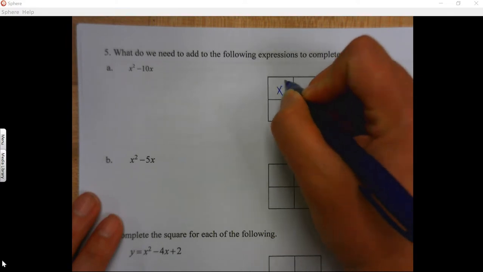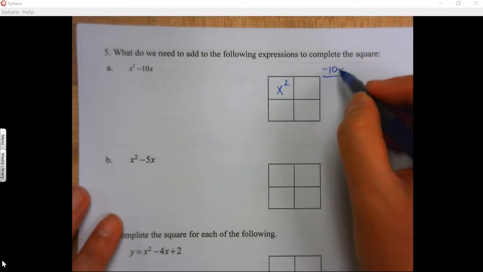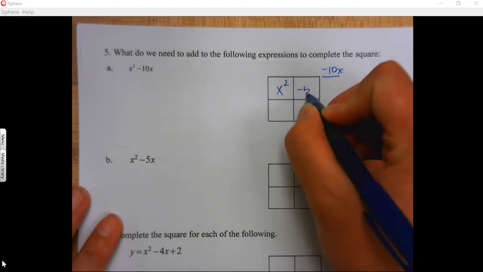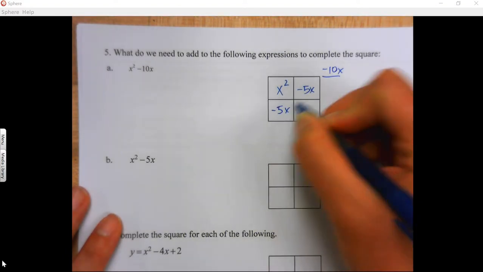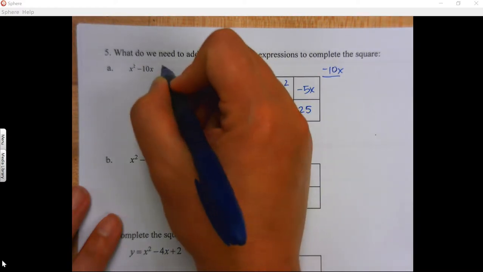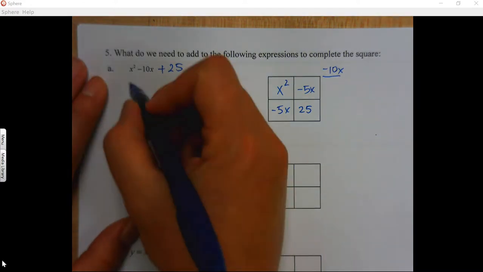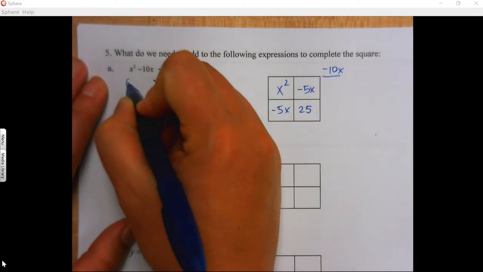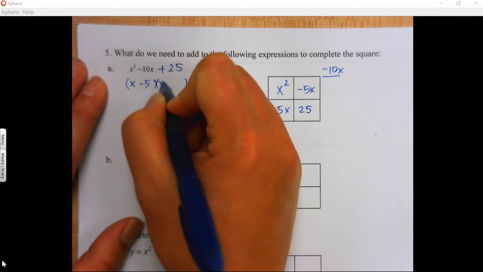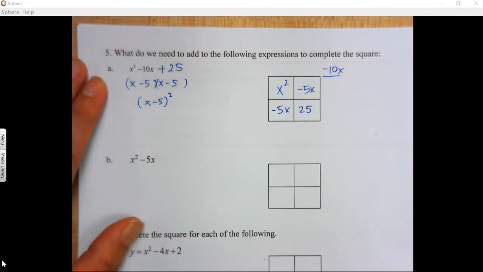I have x squared. What do I need to divide that negative 10 into? I need to divide it into 2 parts, so I get a negative 5x and a negative 5x. When I multiply those negative 5's together, I get 25. I need to add 25 to both of those. And when you factor, again, that's the whole idea behind this, is that when I factor, I get x minus 5 and x minus 5 to give me my perfect square of x minus 5 squared.